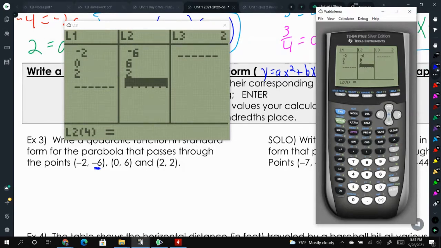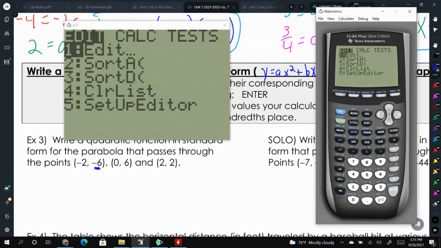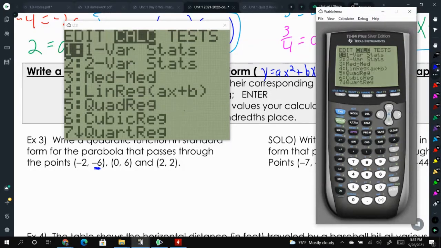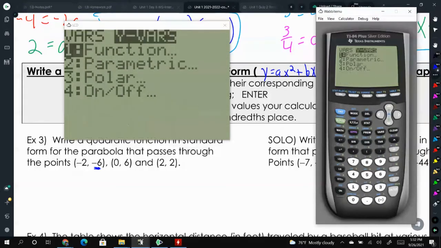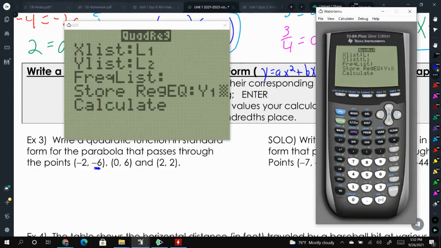So now what we're going to do is we're going to press the stat button. So the screen again, go over to calc. And down here you see quad reg. That stands for quadratic regression. I'm going to hit enter. All this should be okay. What I like to do is I like to store the regression. This part is optional. Okay. And I'll show you why I do that in a minute.